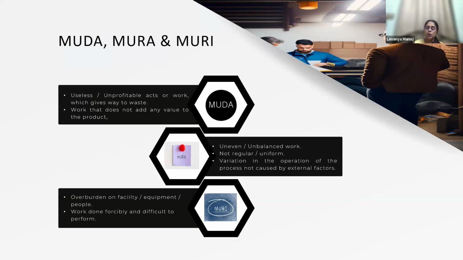Okay, so then comes Mura. Mura is uneven, unbalanced work, which is not regular or uniform. So imagine from morning till afternoon you are working, giving your greatest effort, working hard and everything. But from afternoon until evening, before you leave your organization, you are doing nothing or you have very few things to do. That's unevenness. Within the short span of time from morning to afternoon, you're giving your maximum, trying to complete a lot of things, and your overall energy gets drained.